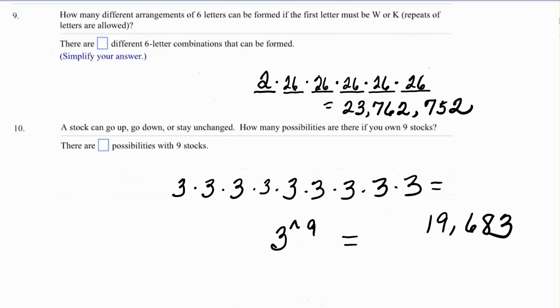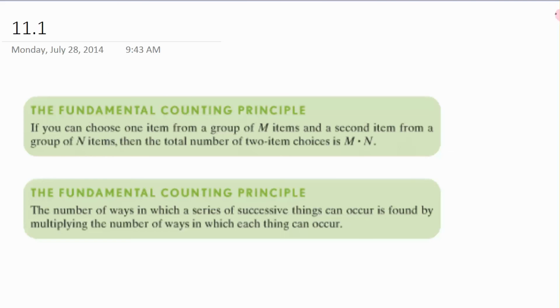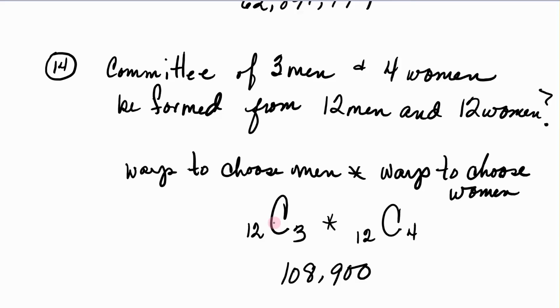In fact, I'm going to go all the way back and just show you the number of ways. If you can choose one item from a group of M and a second from N, I know it's not 2 items, but it is telling me M times N. This one really says it. The number of ways in which a series of successive things can occur is found by multiplying the number of ways in which each can occur. So this is how many ways there were to get the men. This is how many ways there were to get the women. So I multiplied them, and they were both combinations. All right, let's do that lesson.